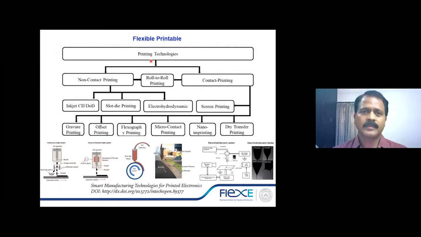desired shapes on the paper, which could be of any shape. Now, similarly, can we print circuits on substrates? That is what we have in this flexible printable platform. We have different printing technologies, which could be non-contact printing or contact printing. Among non-contact printing, there are different classes, and there are different classes of contact printing as well. We'll briefly go over some of them.